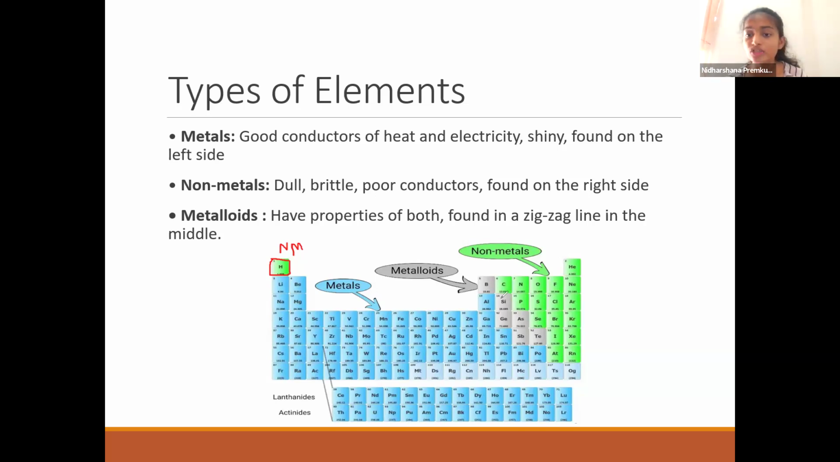You can see this ash color set of elements. This is the zigzag line over here. So boron, silicon, arsenic, tellurium, these set of elements are the ones that fall under metalloids. Other than that, on the right-hand side of the zigzag line, you can see the non-metals, and on the left-hand side, you will see the metals, except for hydrogen, which is considered a non-metal.